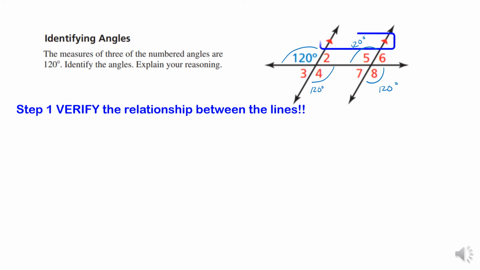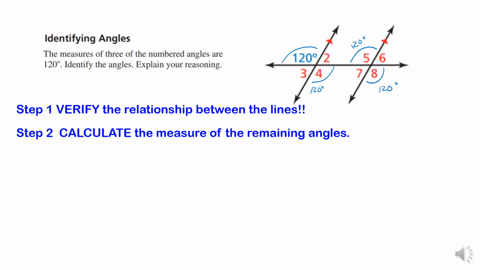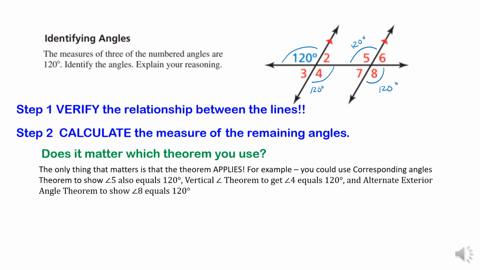But before I did anything, I should have verified that there is a relationship because they are parallel. So don't forget to verify that relationship first, and then calculate the measure of the remaining angles. So does it matter which theorem you use? No. The only thing that matters is that the theorem applies.